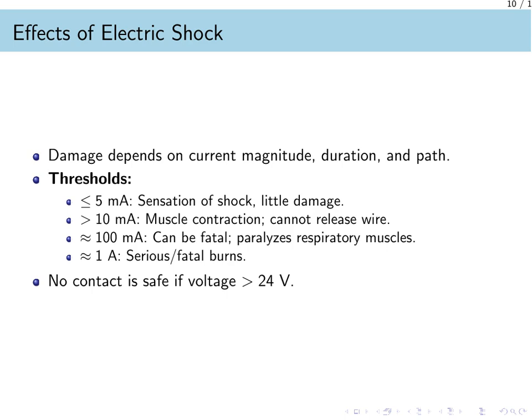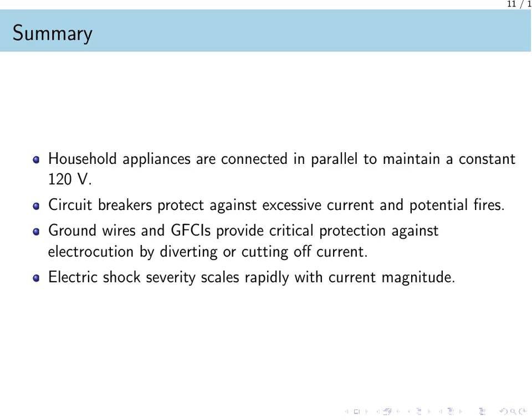To summarize our discussion, household electrical systems are designed to connect appliances in a parallel configuration. This ensures that a constant 120 volts is maintained across each device. We use circuit breakers and fuses to protect the home's wiring against excessive currents, which prevents overheating and potential electrical fires. Furthermore, safety ground wires and ground fault circuit interrupters provide critical protection for individuals. They work by either safely diverting leakage current or instantly cutting off the power supply to prevent electrocution.